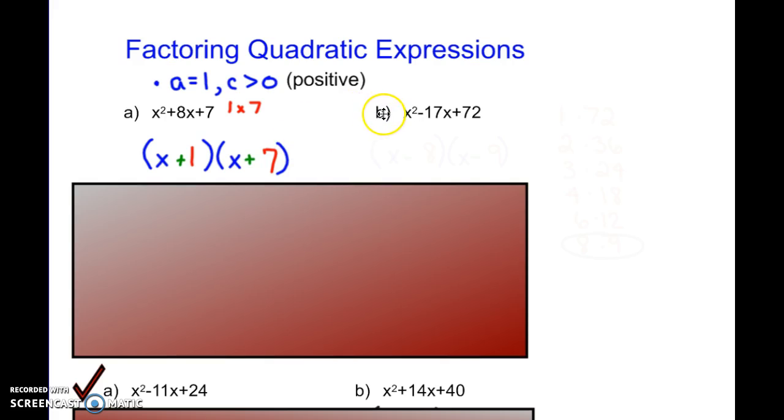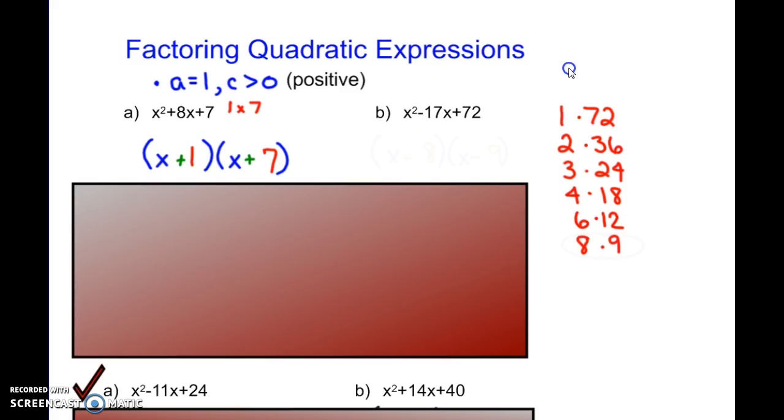Let's go to letter B. Again, let's check to make sure that a is 1. It is. And our c is positive. It is. So now we have to think about, again, what multiplies to get my c and adds to get my b. This one might take a little bit. Maybe you have to think through this, maybe even writing them down if you need to. I know that 1 times 72 gives you 72, but that does not add to get 17. 2 times 36, no. 3 times 24 does not add to get 17. Keep going, I'm going in order.